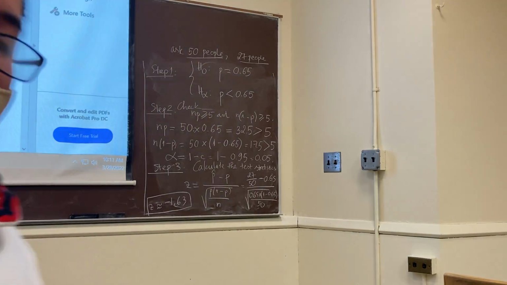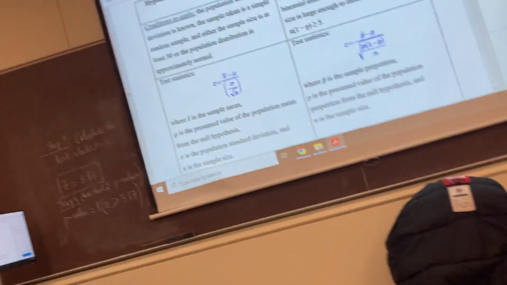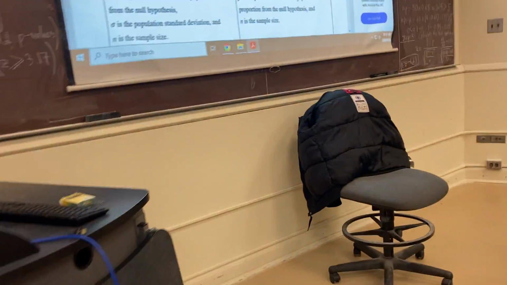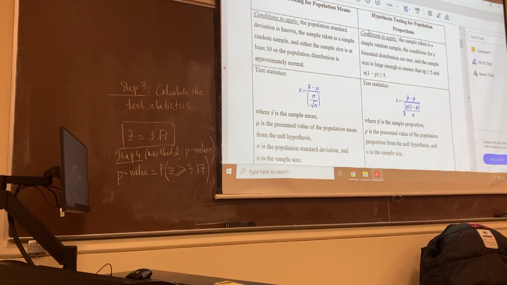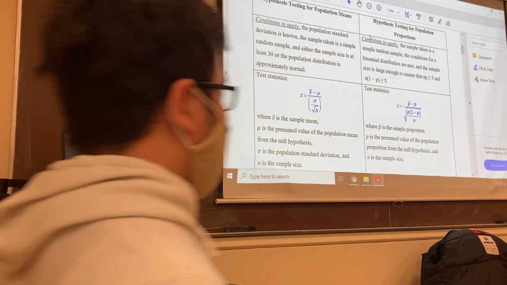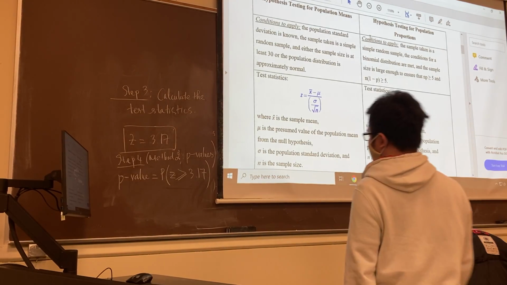That is step 3. Any questions so far about step 3? Just calculate the Z value.